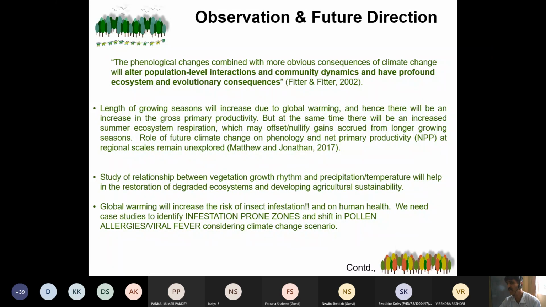Regional scale variability of this net primary productivity, and its uncertainty in terms of changing climate and phenology, is still not explored. So our research scholars, please keep a note of this. You can explore this. Also, if we are talking about ecosystem conservation, then we need to understand the precipitation and temperature link with vegetation.